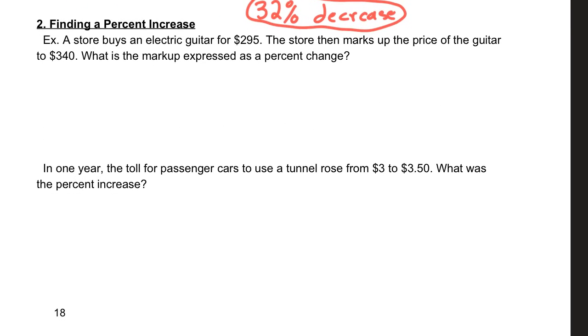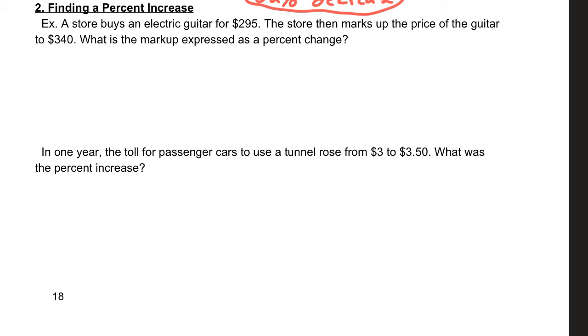So a percent increase is the exact same thing, but we're representing this in a different way. So it's the same formula that we follow, but we just show it in a little bit different way. So in this example, a store buys an electric guitar for $295. They then mark up the price to $340. What is the markup expressed as a percent change?